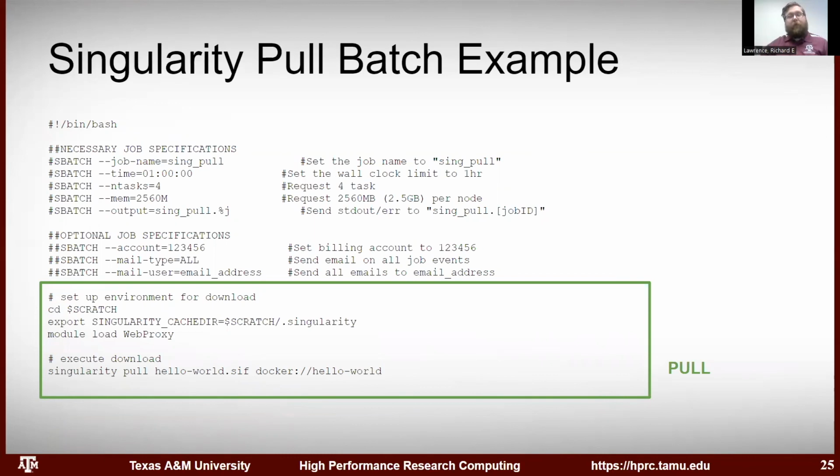So this is an example of a batch file that you might use to pull an image without doing it interactively. We would just start composing a pretty ordinary looking batch file. We have here some batch parameters, a job name, a wall time, some number of tasks, some amount of memory. And then for the commands, just replicate what we already have done. Go into your Scratch directory, set your cache dir, which is even more important if it's going to be a large image file. Module load web proxy, and then your Singularity pull command.